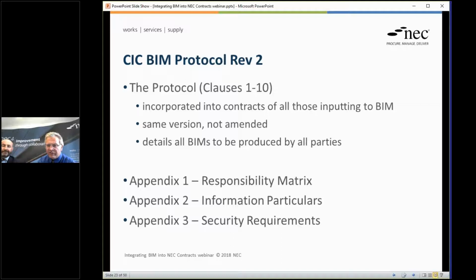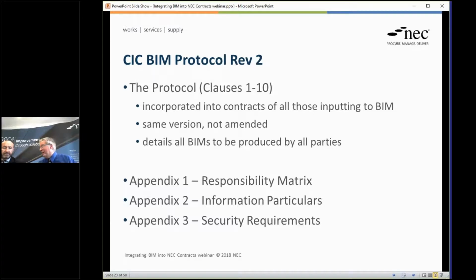Again, 10 clauses, same story, put them all into the same contract, same version, please don't play about with it too much. Now, instead of what used to be called the model production delivery table, we've now got a renamed Appendix 1 responsibility matrix, information particulars. But is that largely the same? Largely the same thing. It's literally just a change of name from what I can work out, really.